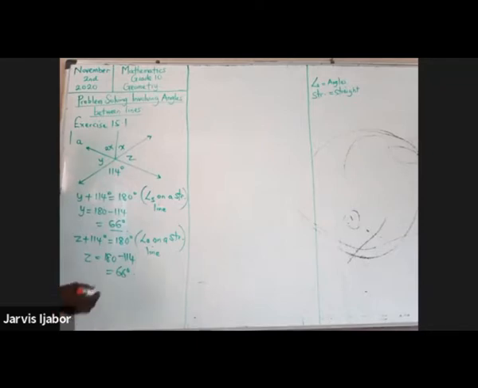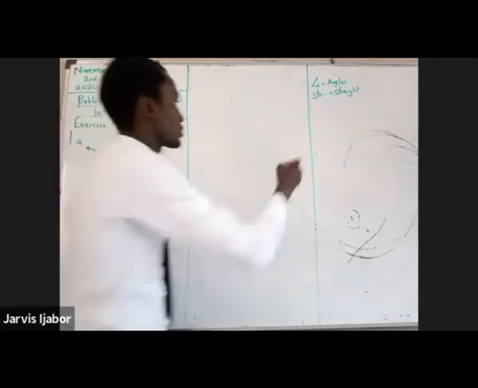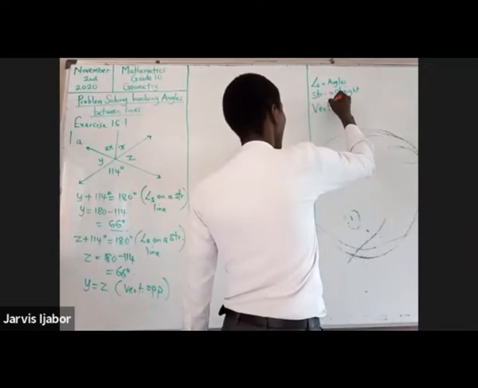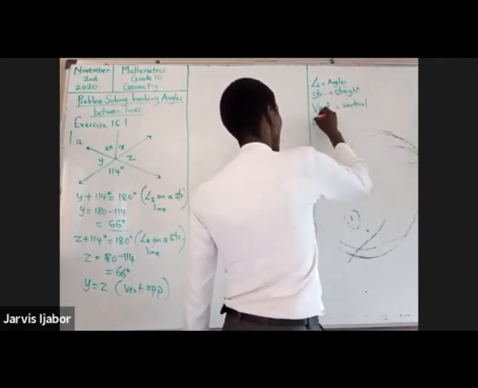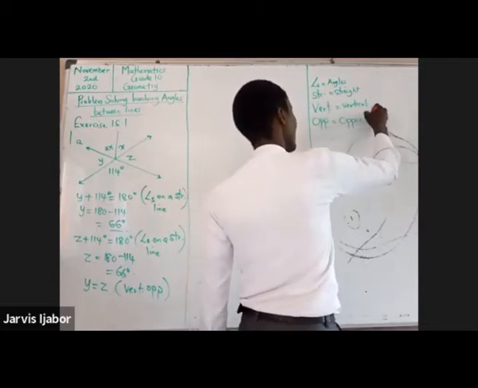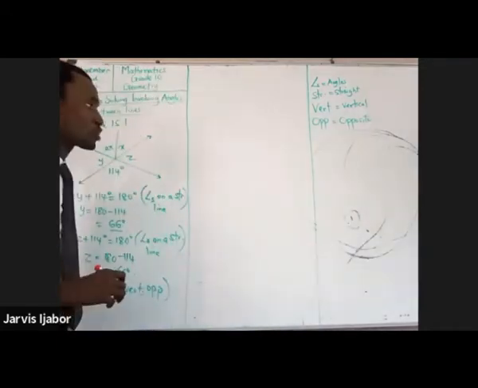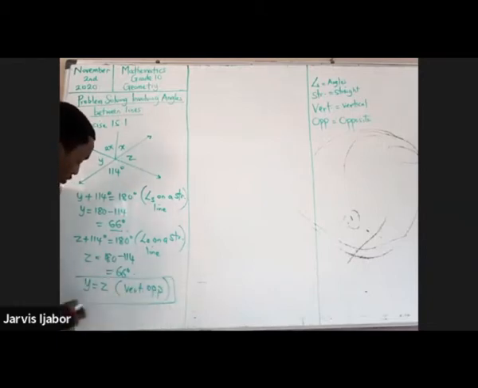Now, another option would have been to say y is equal to z. What's the reason? Vertically opposite angles. So we write it this way, vert opp. So when you see vert, it means vertical. When you see opp, it means opposite. So these are terms you should get very used to as you solve problems, right? So if you've got it like this, you don't need to do this. This is just for you to take notes. Like this is also possible.